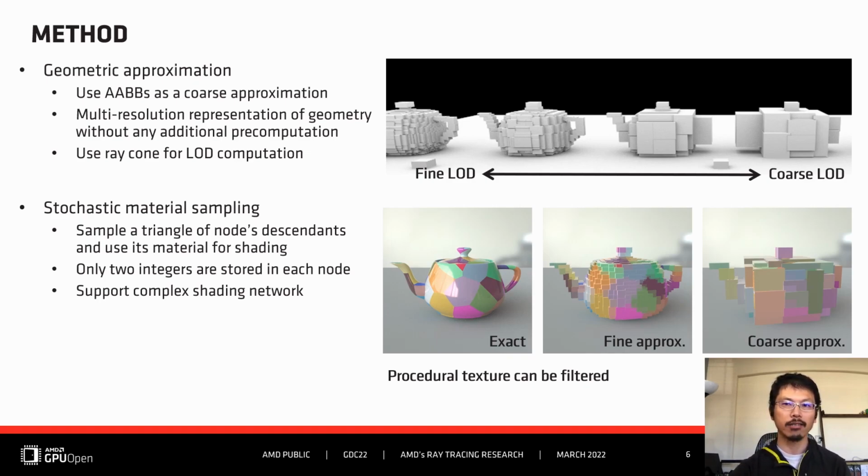It does not pose any restriction on the material which is used for that. So we can use it for anything and we can filter material very well, as you are going to see in the next slide. In this example, this teapot has a procedural texture, and as you can see in the image in the middle, the border of each cell gets smoothed as it goes to an approximation. With this, we can use this approximation for other ray types as well. We integrated it into our path tracer which supports complex material networks.